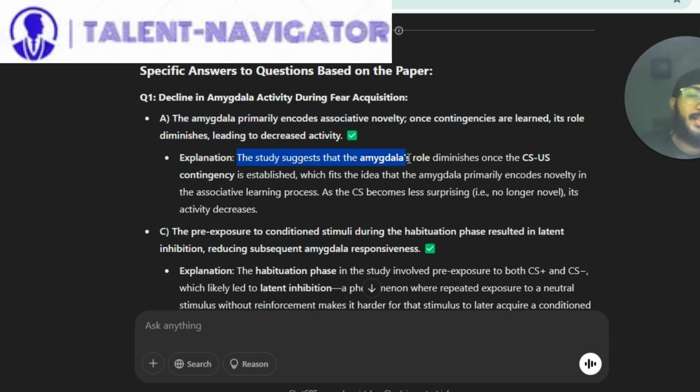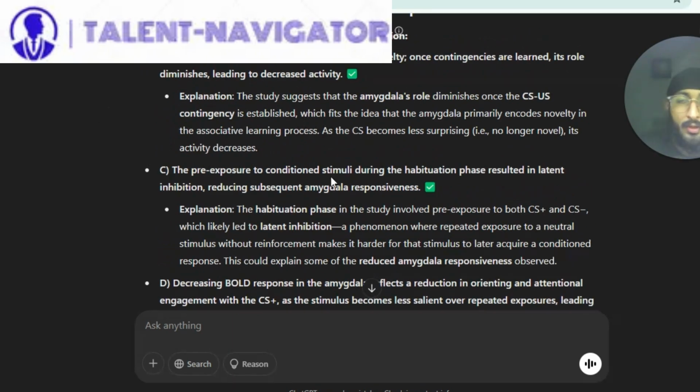So the study suggests that the amygdala's role diminishes once the CS-US contingency is established, which fits the idea that the amygdala primarily encodes novelty in the associative learning process. As the CS becomes less surprising, no longer novel, its activity decreases, which is also evident from the study.